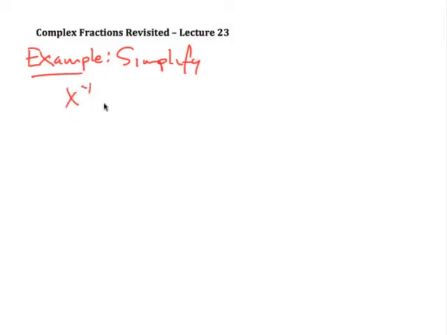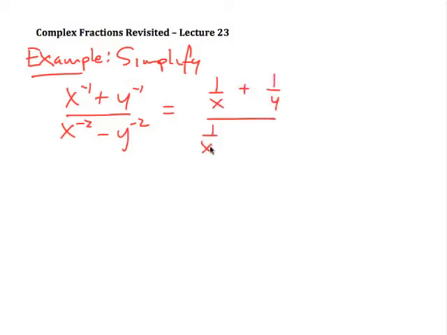x to the negative 1 plus y to the negative 1 over x to the negative 2 minus y to the negative 2. So the first thing is we change our negative exponents to positive exponents. And now we use common denominators. Remember, we treat the top and the bottom separately, so we use an xy on the top, and we need a y and a y here, so we'll get a y plus an x on here. All right, because we're going to need a y here and a y here, and we'll need an x here and an x here.